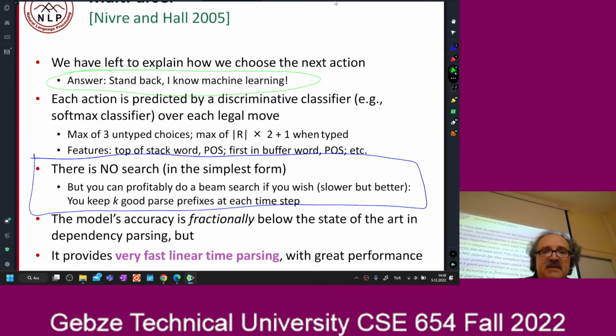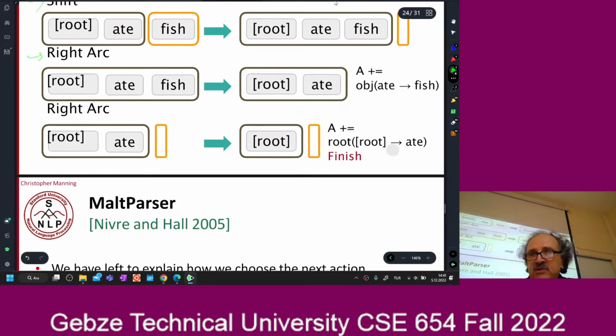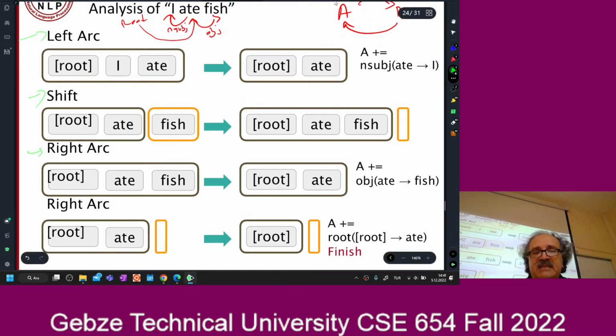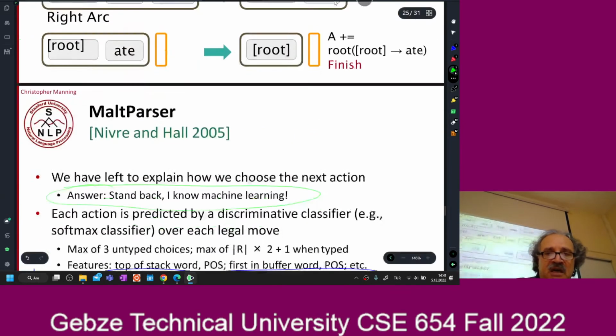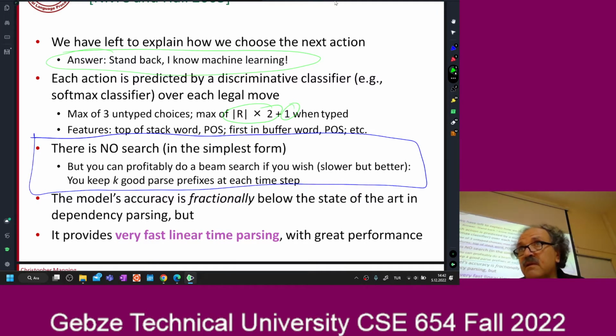Okay, but there are labels for each arc. There is an arc for object, there is an arc for subject, and etc. So there are arc types. So if there are R number of arc types, that means r times 2 plus 1. What is 1? R times 2 is left arc or right arc. What is this one? With the root? Connection with the root? No. This is for the classifier.